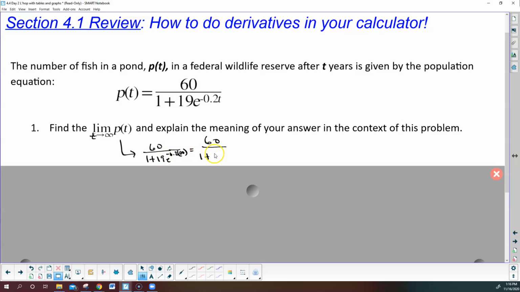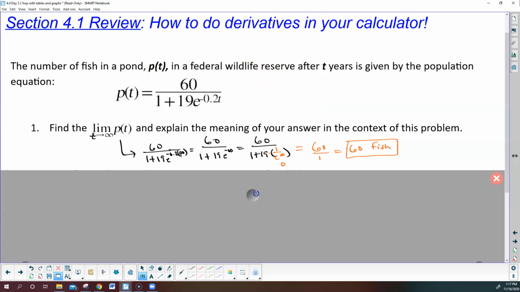0.2 times infinity is really just going to give me a negative infinity. And then as we saw last week, that whole e to the negative infinity is 1 over e to the infinity, which basically this whole thing is 0, right? So 0 times 19 gives me 60 over 1 plus 0, or 60 fish. That just tells me that if time went on for infinity based off of this model, there would be a maximum of 60 fish in this pond.